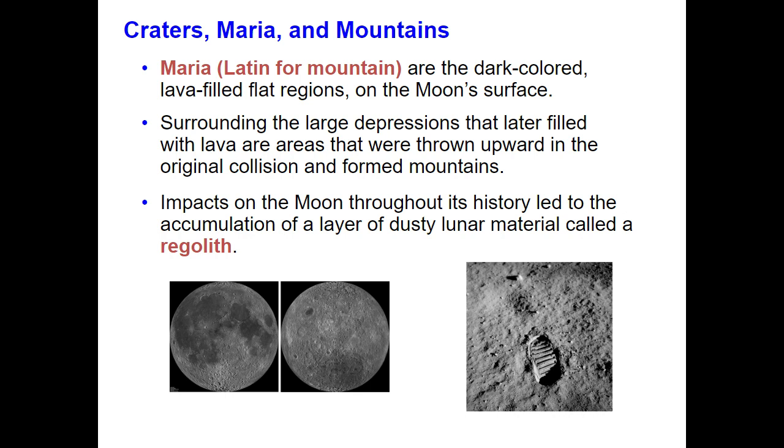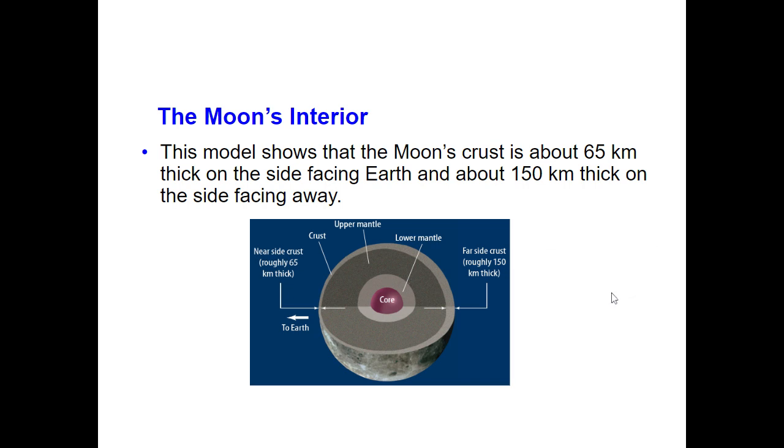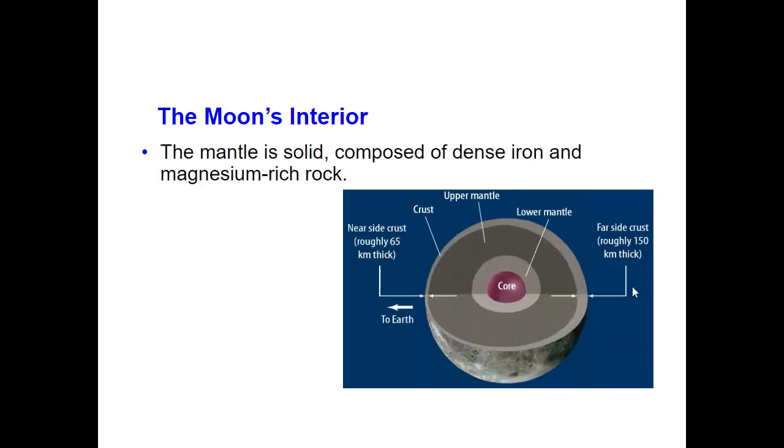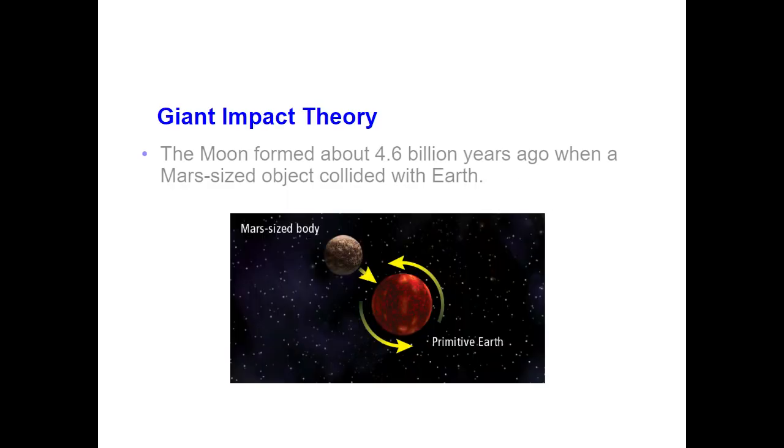Impacts on the moon throughout history led to the accumulation of dusty lunar material called regolith. So basically moon dust. The moon's interior is a lot like the Earth. It has a core and a mantle, but they are not free moving like the Earth's. The mantle is solid, and the core is iron-rich and solid.